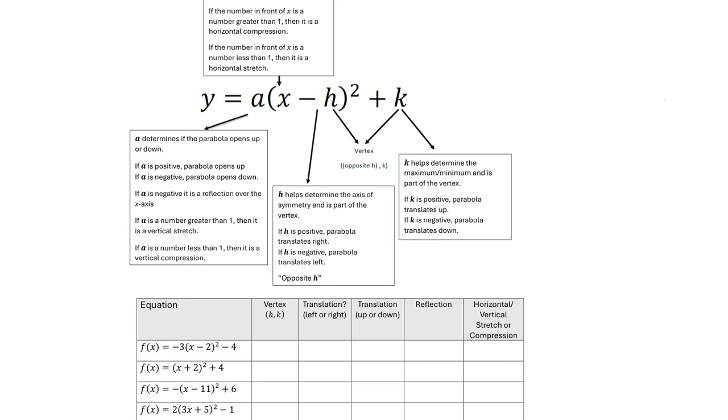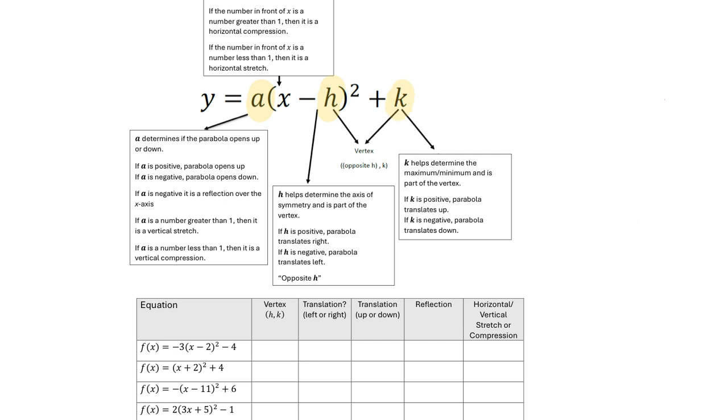Okay, so this is notes for transformations of quadratic functions. We're going to do it out of vertex form. So as you can see, we have a rule for A, we have a rule for H, and we have a rule for K.